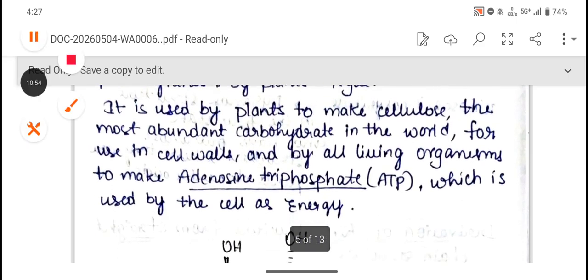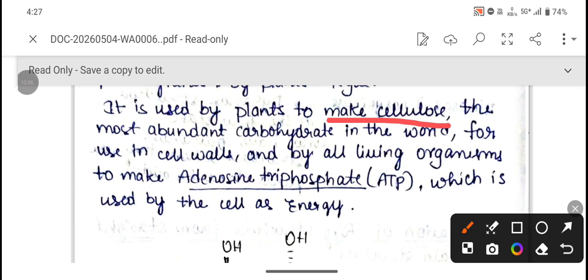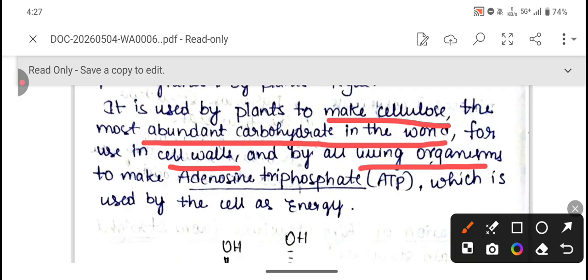It is used by the plants to make cellulose. So the carbohydrates are used in the plant body to make cellulose, which is the component of the cell wall, and this is the most abundant carbohydrate in the world. This is the most important point. Even though we have many carbohydrates to discuss, the most abundant form of carbohydrate is cellulose. It contributes to the composition of the cell wall, and glucose contributes to the production of adenosine triphosphate, which is used by the cell as energy.